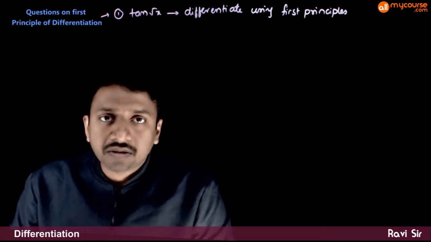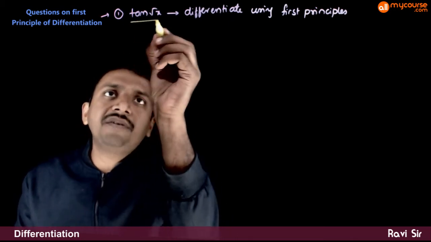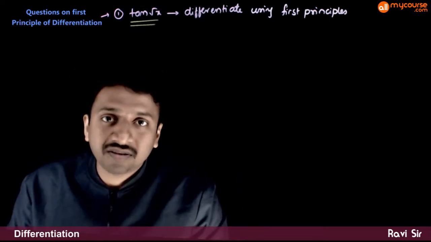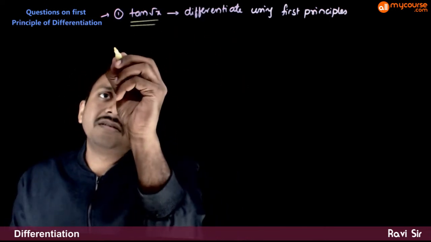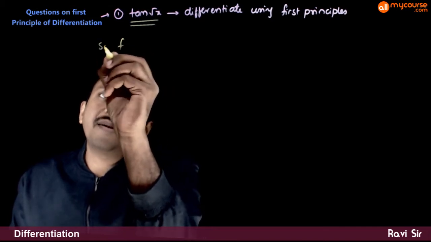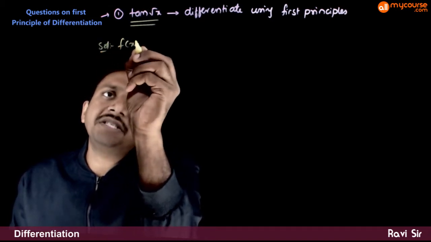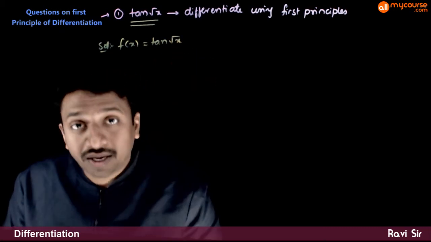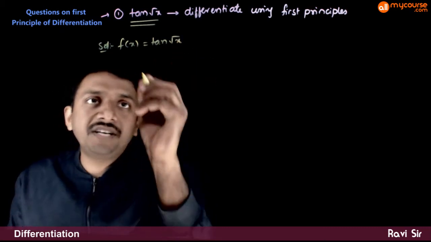So let us look at this question. In this question, you are asked to differentiate tan root x using first principles. So that means the given function is nothing but tan of root x. So you need to differentiate this.